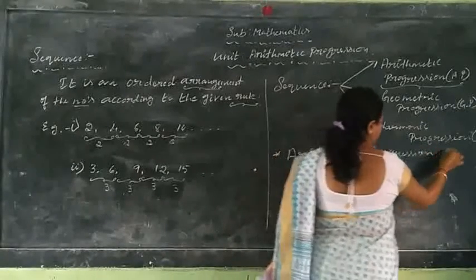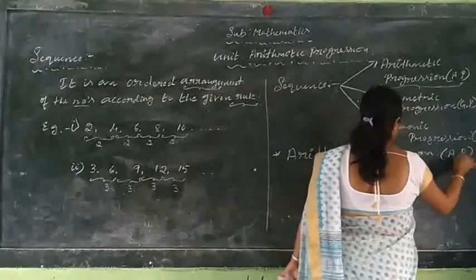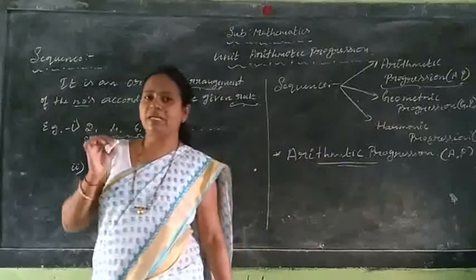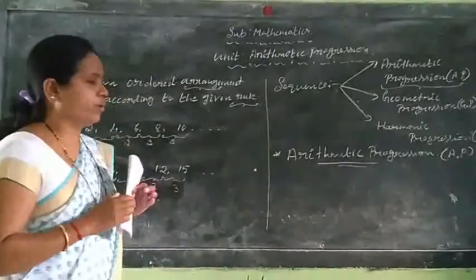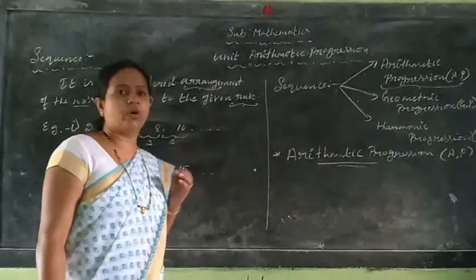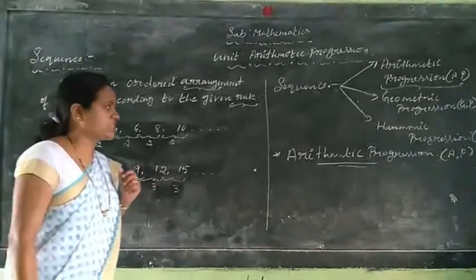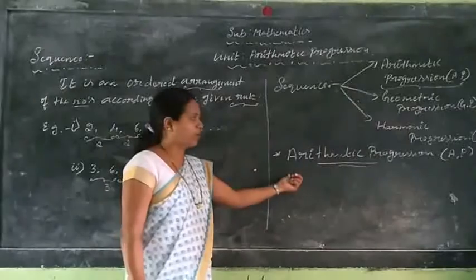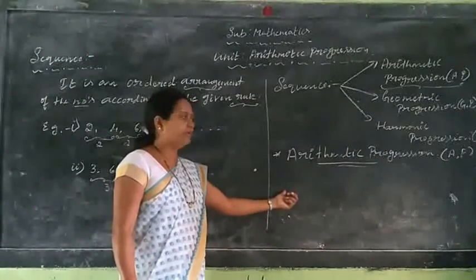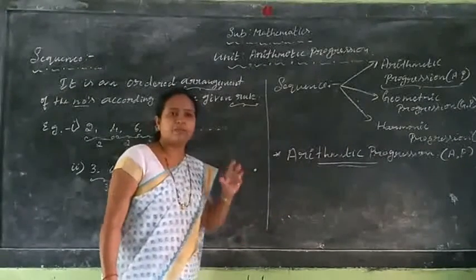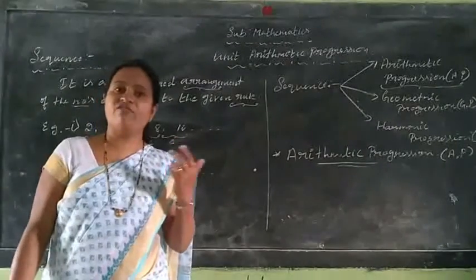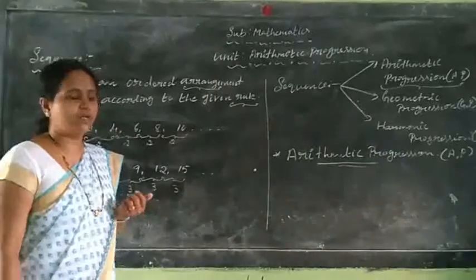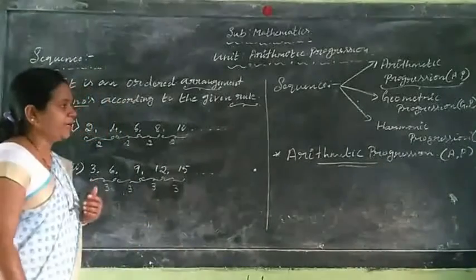Arithmetic progression can be written in the short form as AP. So in today's class, we are going to study completely about the arithmetic progression: what is arithmetic progression, the meaning of arithmetic progression, what is the general form of an arithmetic progression, and the nth term of an arithmetic progression. And in arithmetic progression, the first term will be denoted by which letter? All those things we are going to study in today's class, children. So now we study about the arithmetic progression.